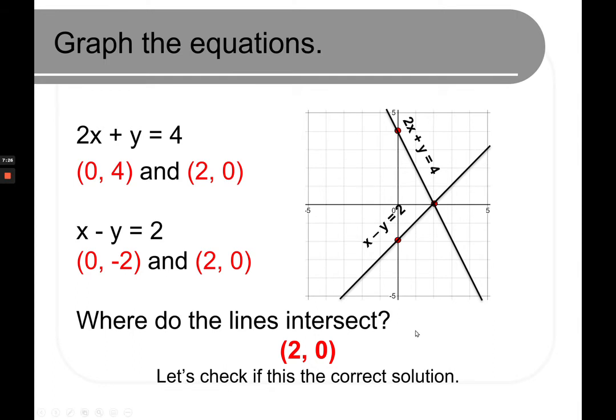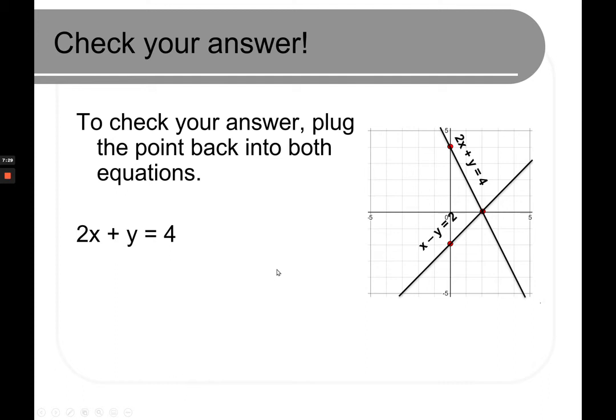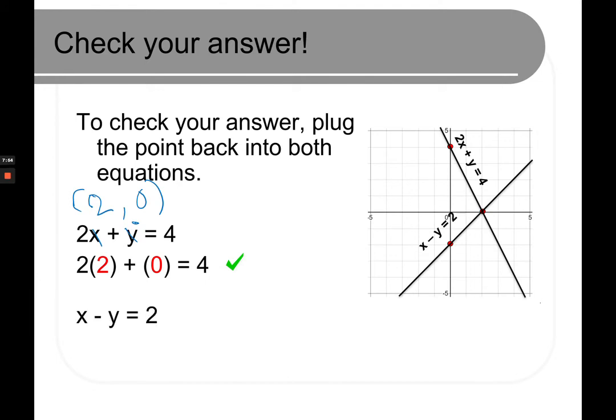The point 2, 0. To check your answer, plug the point back into both equations, the value of x and y. X is 2, and y is 0. So if this is 2, 2 times 2, and this is 0, it's equal to 4. On the other equation, if this is 2 and y is 0, it's actually equal to 2. 2 is equal to 2.